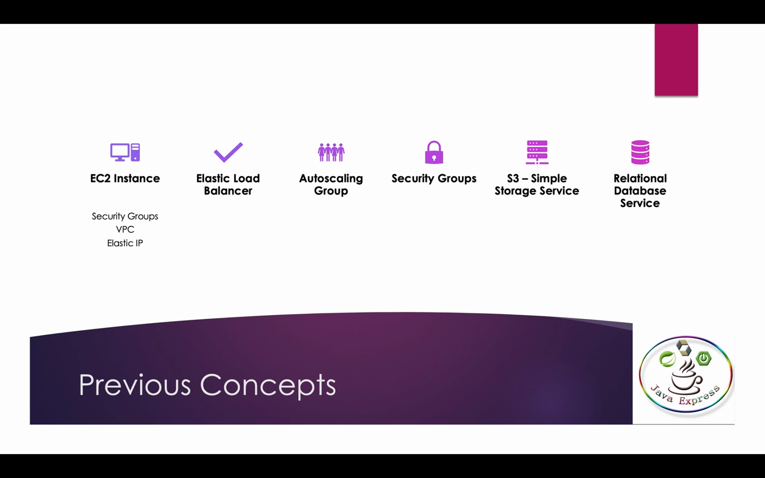Then we went for the security groups. The security group is common for every EC2 instance, like which port number you need to allow, and from which IP address. You can give security groups to all the EC2 instances and private IPs. You can give those things.